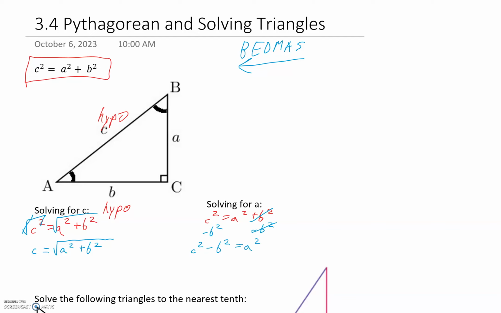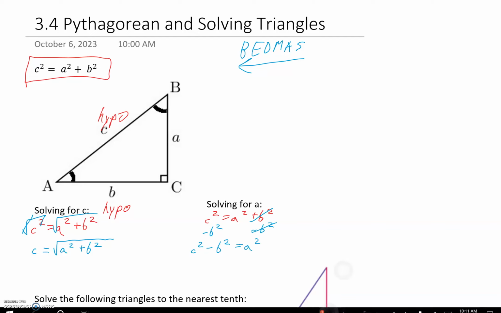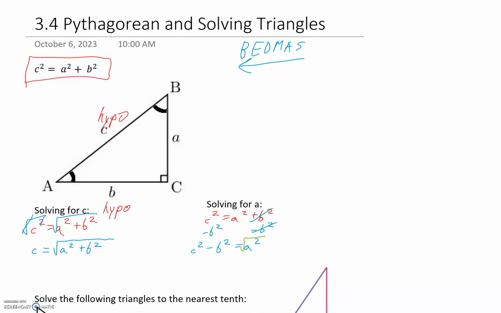Now we want to get the a by itself, so we can square root both sides, just like we did in the last one. The square root and the square will cancel, so we are left with a equals the square root of c squared minus b squared. So we've solved for both C and for A. Now I'm going to quickly show that solving for B is actually the exact same.